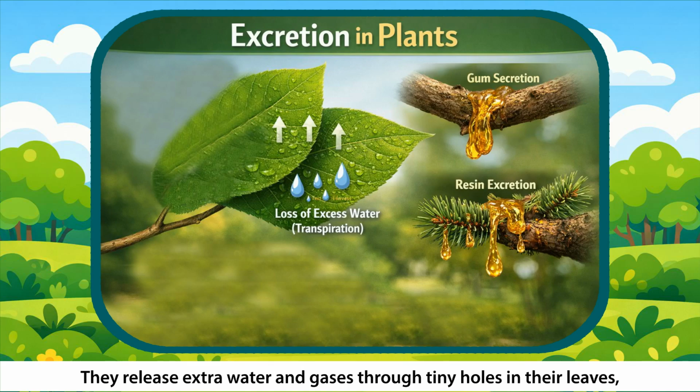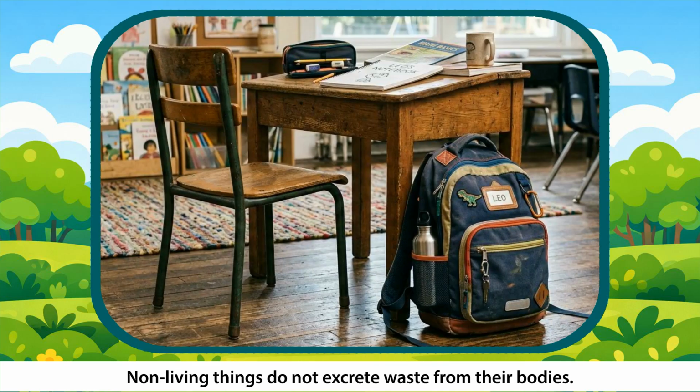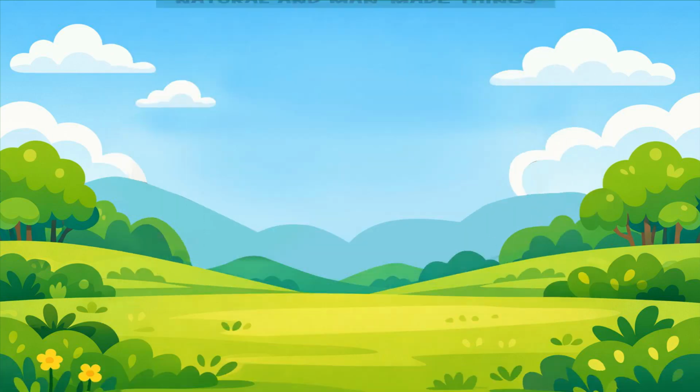They release extra water and gases through tiny holes in their leaves, and they excrete other wastes such as gums and raisins. Non-living things do not excrete waste from their bodies. For example, a chair or a school bag does not release any waste.